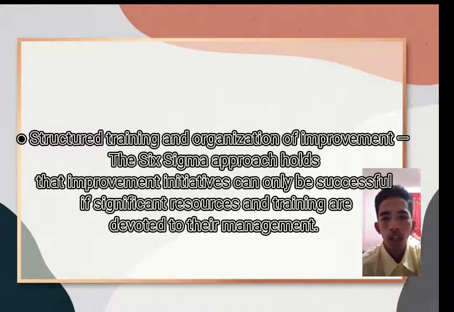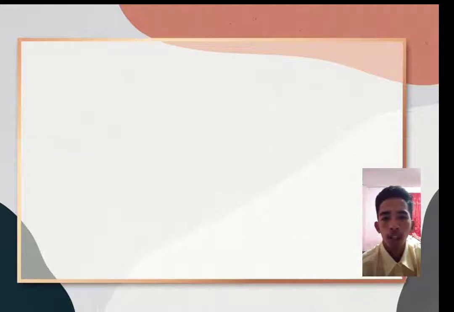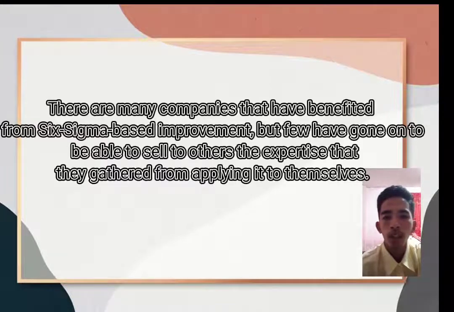Structured training and organization of improvement. The Six Sigma approach holds that improvement initiatives can only be successful if significant resources and training are devoted to their management. There are many companies that have benefited from Six Sigma based improvement, but few have gone on to be able to sell to others the expertise they gathered from applying it themselves.